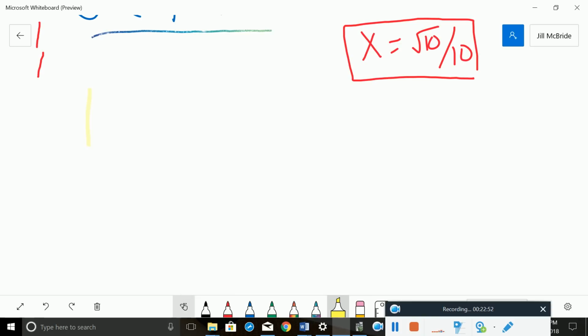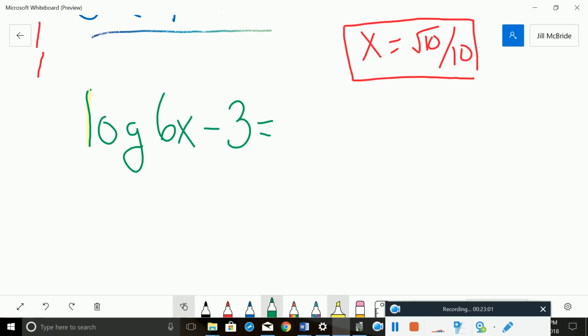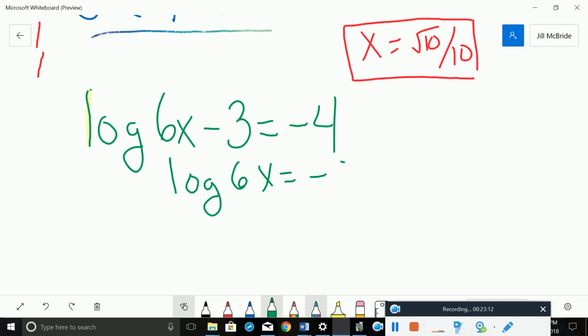Log, ooh, that color's not good. Log of 6x minus 3 equals negative 4. Okay, I'm going to go ahead and add the 3 to the other side so that my logarithm is standing by itself.